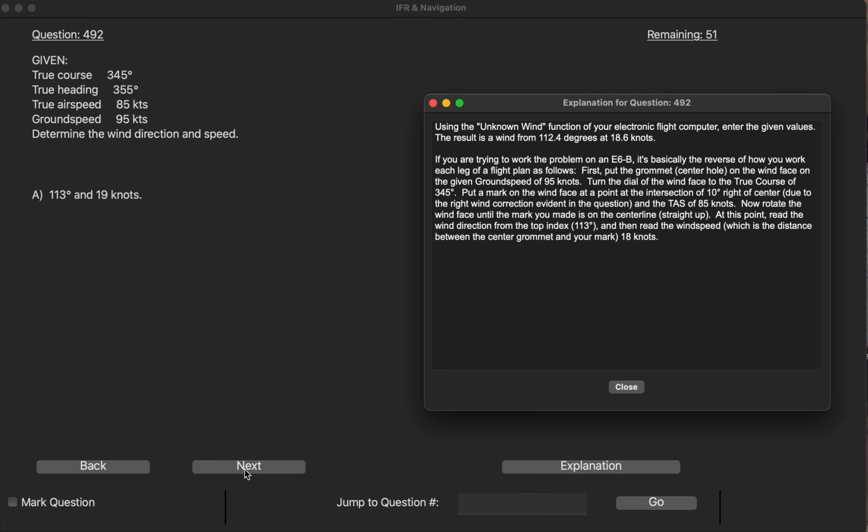With a true course of 345, true heading of 355, true airspeed of 85, and a ground speed of 95, the wind direction and speed is going to be 113 and 19 knots.